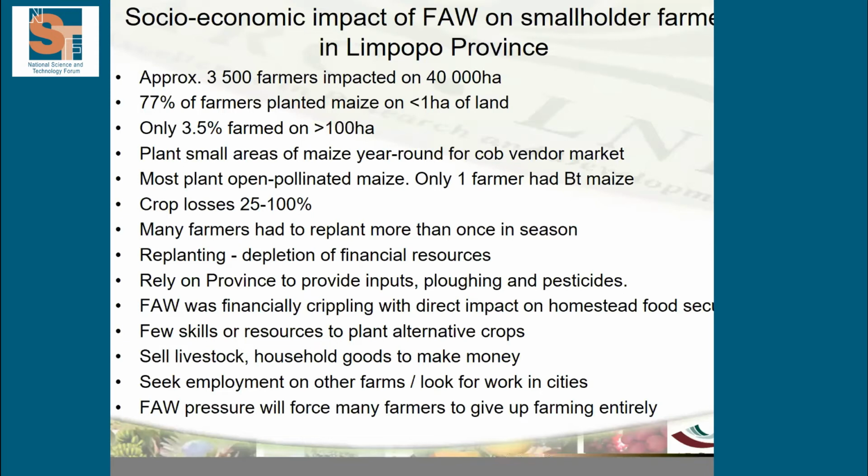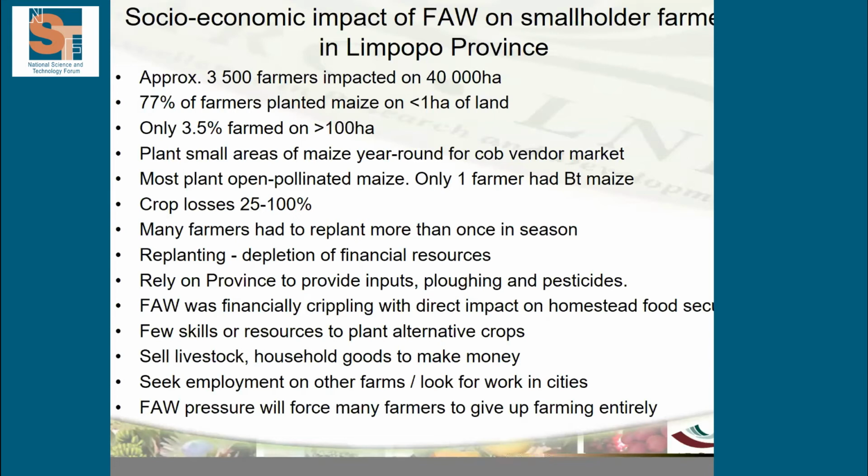Fall armyworm was financially crippling, with direct impact on many homesteads, and caused food security issues. The survey showed that most of these farmers had few skills or resources to plant alternative crops. They had to sell livestock and household goods to make money to survive when their crop was written off. Many had to seek employment on other farms or leave farming to go to work in the cities. The undeniable forecast is that the fall armyworm pressure will force many farmers to give up farming entirely. And this is a severe worry.